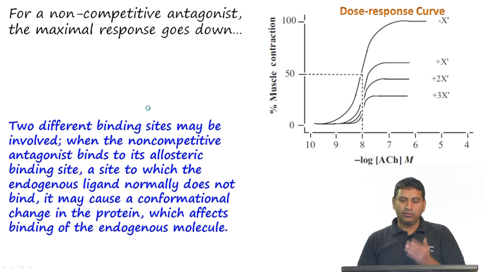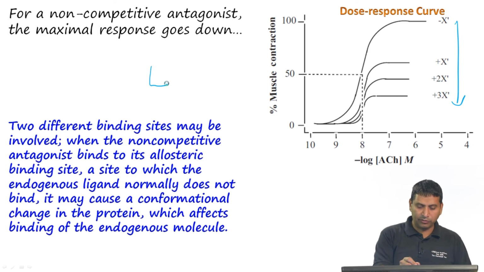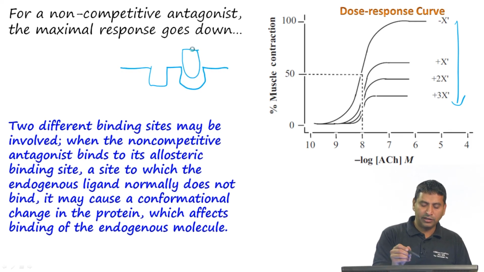And this happens, as you can see here in this plot, as you increase the dose of the ligand, the response goes down. This happens because it is possible that two different binding sites may be involved. When the non-competitive antagonist binds to, let us say, an allosteric binding site, a site to which the endogenous ligand normally does not bind, what may happen is that this might induce a conformational change. Let us say your receptor is binding to this site over here. This is your receptor binding site, whereas if your inhibitor binds over here, then it can induce a conformational change here, which will prevent the ligand from binding.